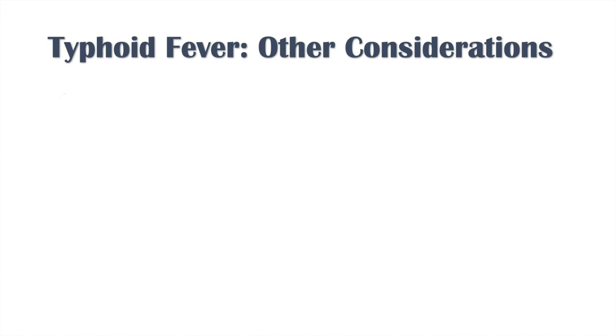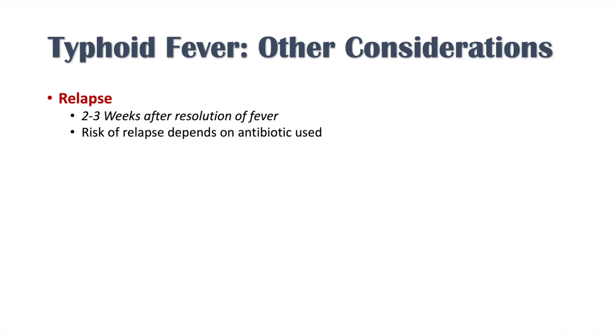Now, other considerations of typhoid fever include what we call relapse. So a state of relapse generally occurs 2 to 3 weeks after resolution of the fever. So what happens is the symptoms of typhoid fever come back after about 2 to 3 weeks after having a resolution of the fever. So this is what we call relapse. And this risk of relapse generally depends on the antibiotic that you used. And again, with the local resistance patterns, you're going to want to keep an eye on which antibiotic, depending on the resistance patterns in that area.